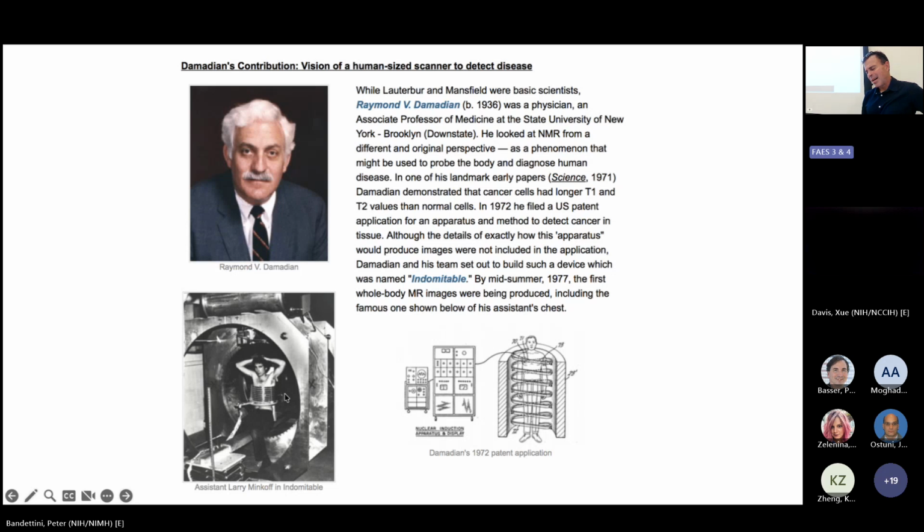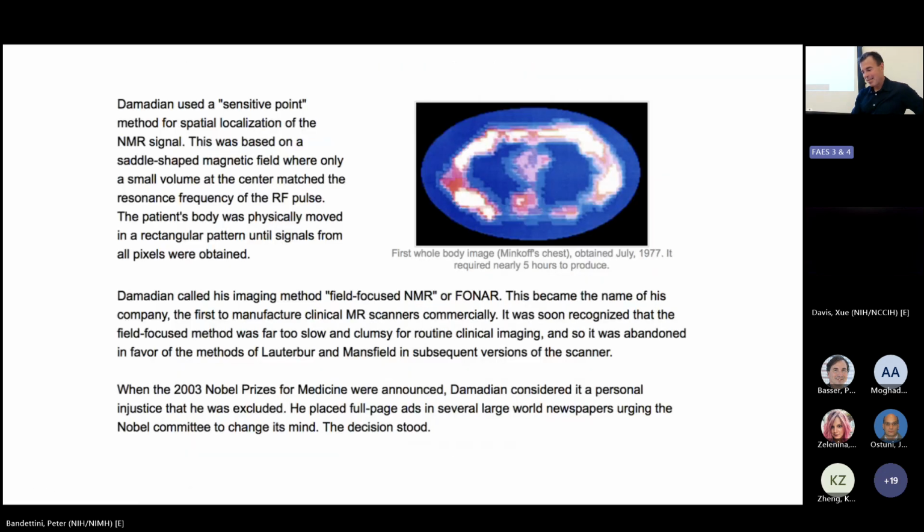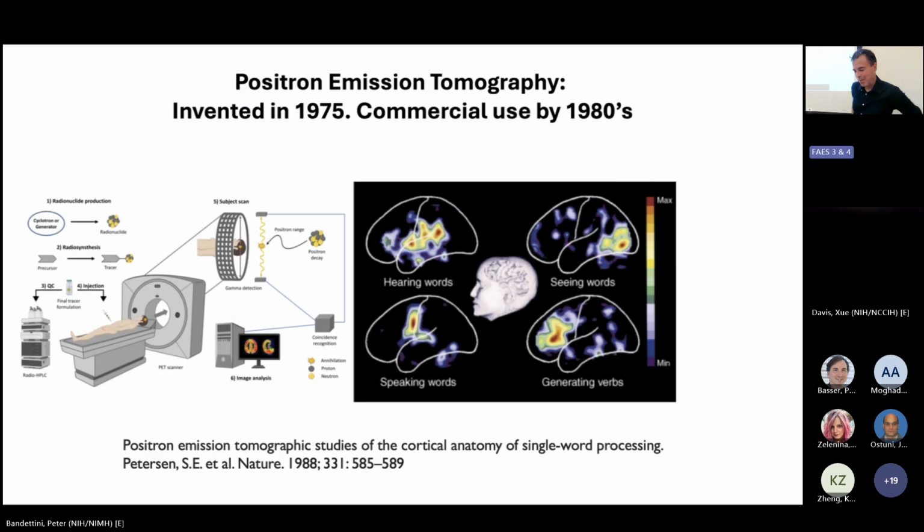And he was sort of an abrasive person. Maybe because he didn't win, who knows, maybe he never felt like he got enough credit. Maybe he did deserve the Nobel Prize along with them, but we'll never know. This is the sensitive point method that he created.